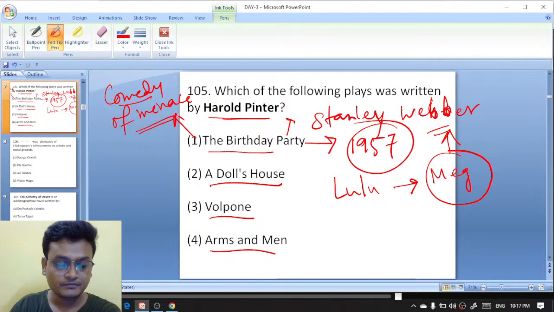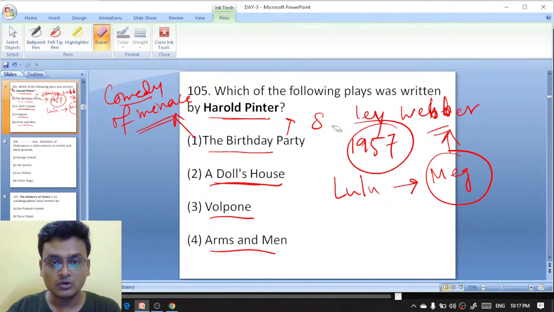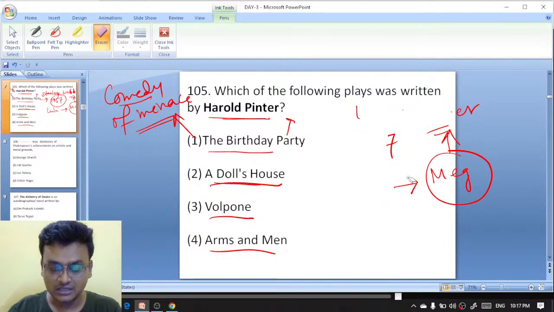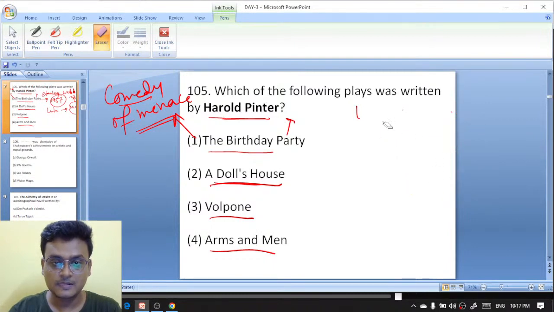Okay. Now A Doll's House. Who wrote A Doll's House? Doll's House किसने लिखा है? Do write in the comment box. Doll's House किसने लिखा है बच्चे? बोलो. Who wrote A Doll's House? Now tell me who is the author of A Doll's House?